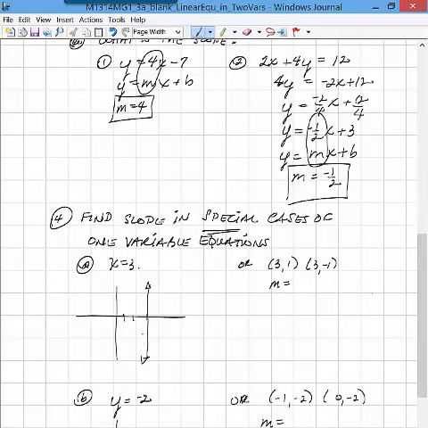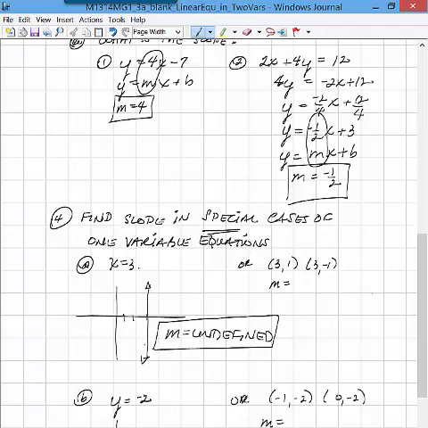Example A, x equaling 3, is a vertical line. When you have a vertical line, your slope is undefined. You do not answer no slope. The answer is slope is undefined.